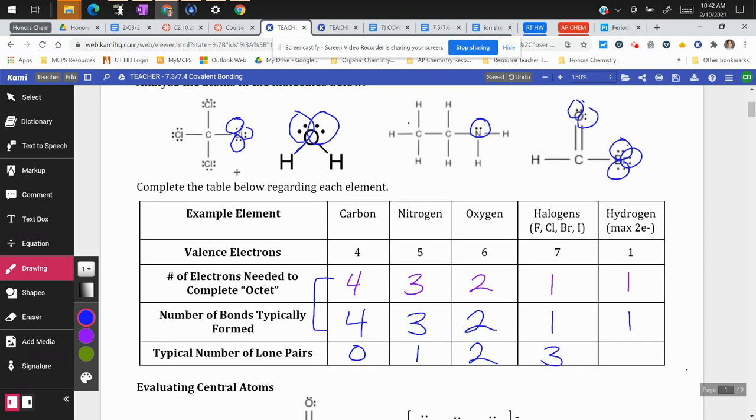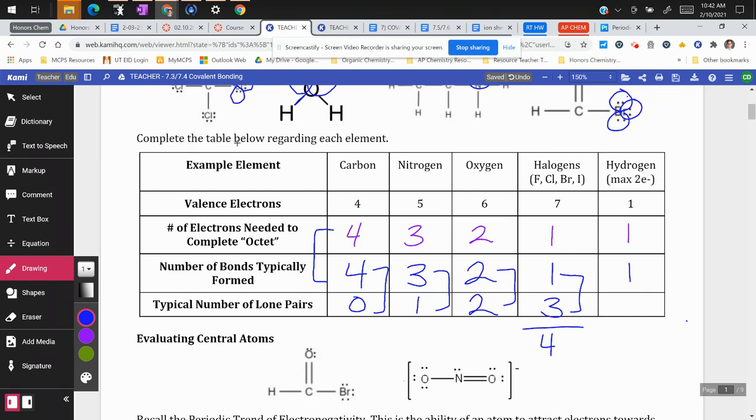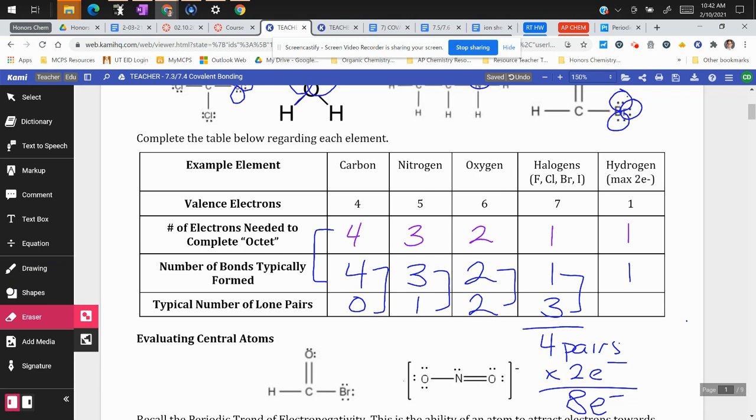So let's take a moment and think about this. What do you notice about the relationship between the number of bonds typically formed and the typical number of lone pairs? Well, each of these add up to a total of 4. If we have 4 pairs times 2 electrons per pair, that will always give us 8 electrons. It's the goal of each atom to have 8 electrons due to the octet rule.